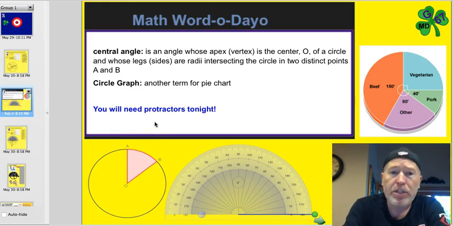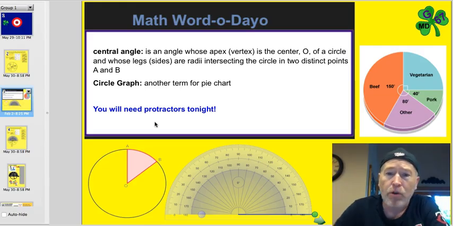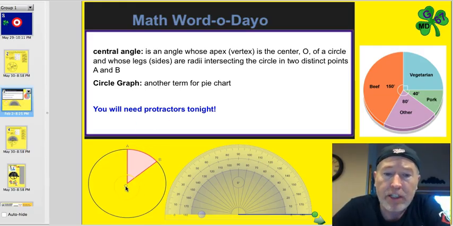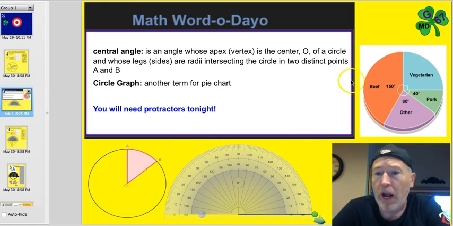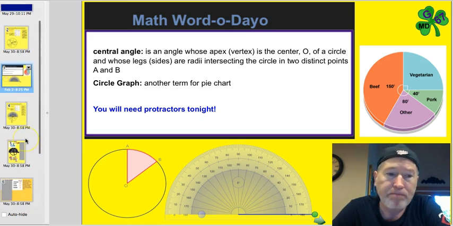All right, just two simple words here. Central angle. That's the angle whose apex or vertex is the center, it's O in this case, of a circle, and whose legs are radii extending from the circle. So here's A and B. So this is a central angle right here. All right. And then a circle graph is just another name for a pie chart. And of course, this is a protractor.